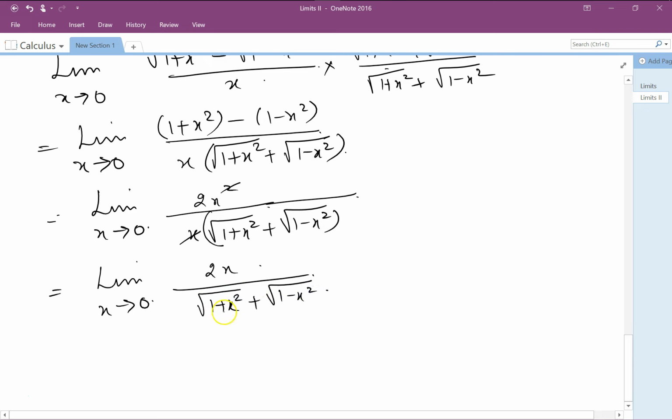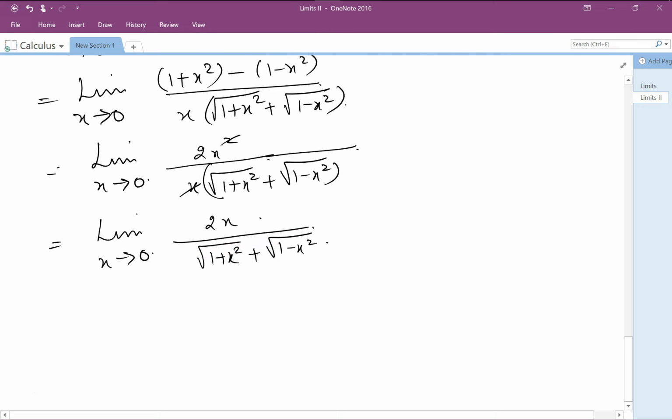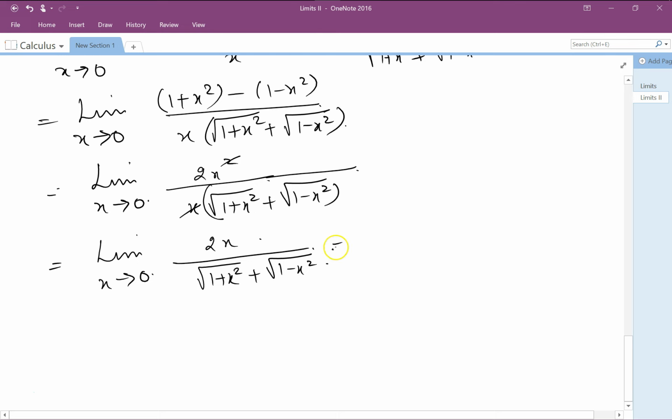Now the denominator, what happens when I put 0? It becomes square root of 1 plus square root of 1. So that is 2. So the denominator will not be 0. So now we can directly do substitution. Numerator becomes 0, which means the whole thing becomes 0.